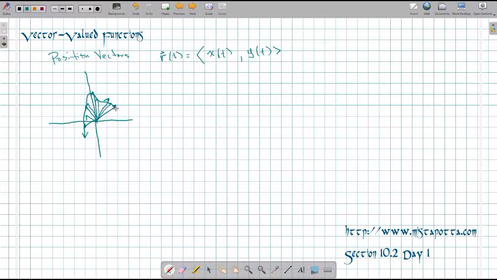From some starting t to some ending t. And so when I talk about position vectors, I'm talking about a vector whose horizontal and vertical components are functions: x and y as functions of t. In other words, the parametrics that we were talking about in our previous video.